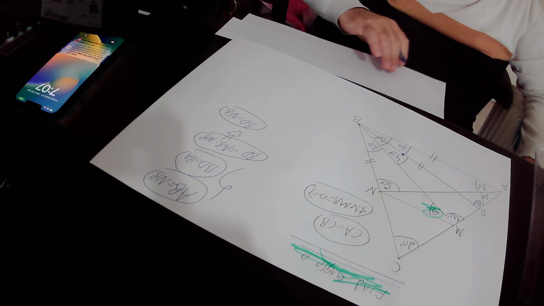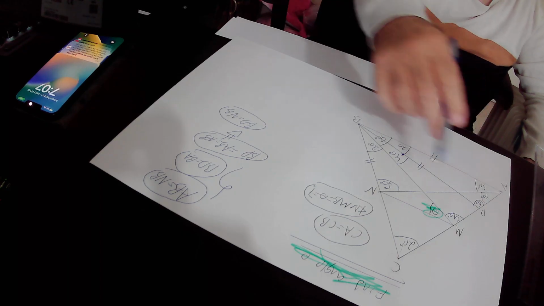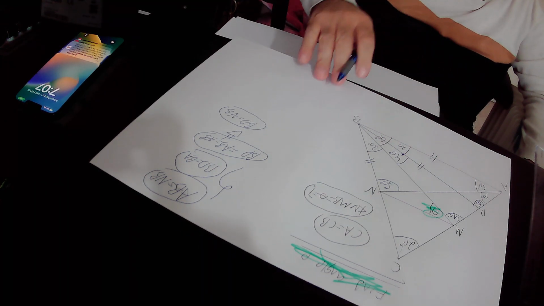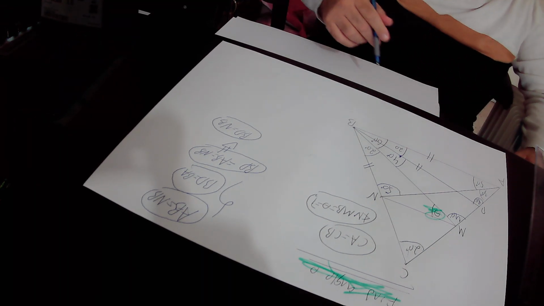Okay, so in the next step we will focus on triangle DMB. This is triangle DMB, so I'll copy triangle DMB in a new page and we will analyze it.